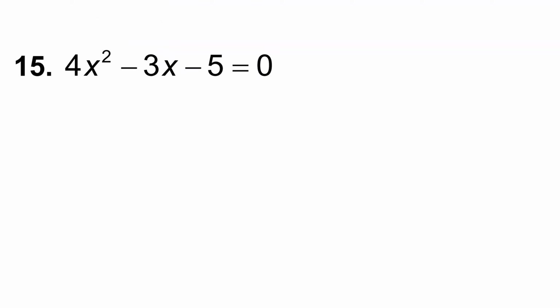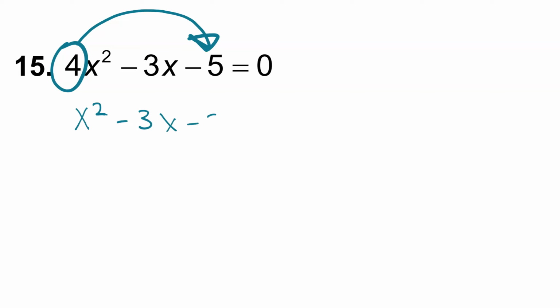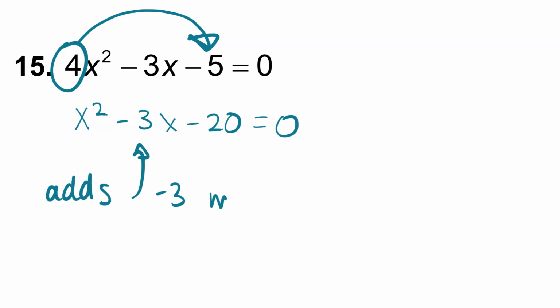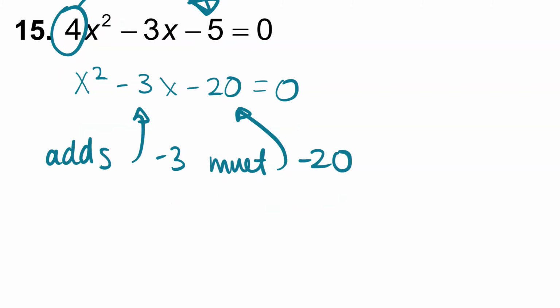Okay, so we have to try factoring. We have a coefficient other than 1, so this is what Talia was talking about. First step, we take the 4 and multiply by our c. We rewrite the whole thing without the coefficient of x squared, with our new c. So we're looking for what adds to negative 3 and multiplies to negative 20. Do you know any numbers that add to negative 3 and multiply to negative 20?